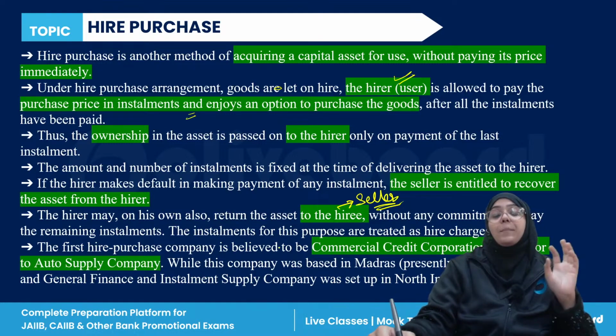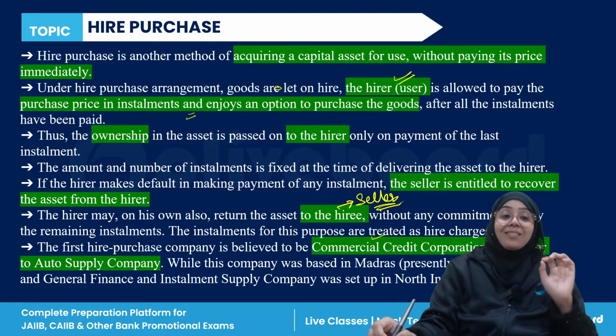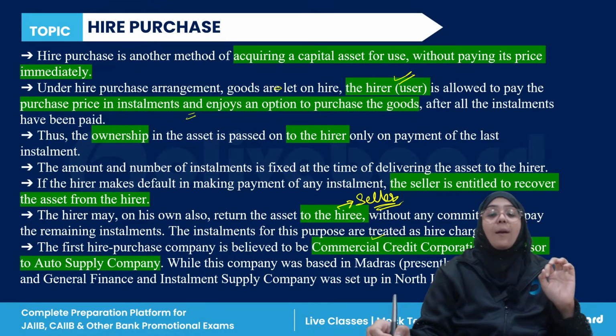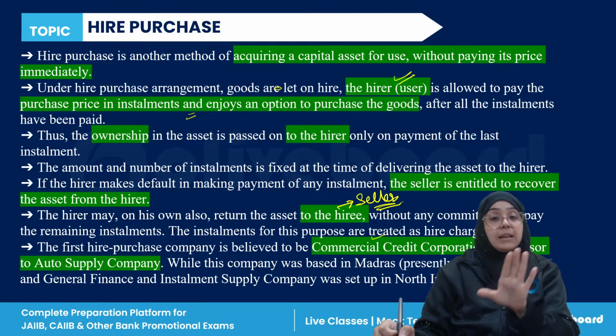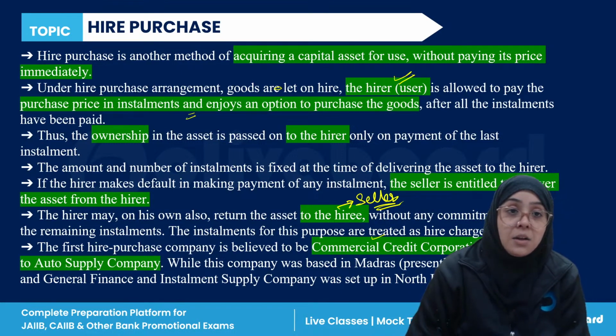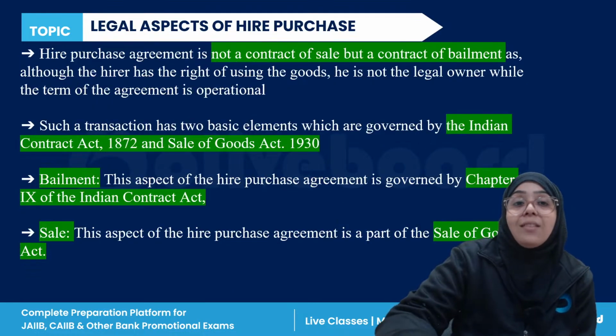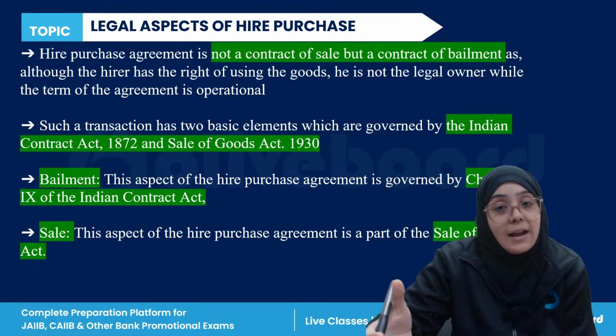Now, the first hire purchase company was the Commercial Credit Corporation, successor of the Auto Supply Company. It was believed to be the first hire purchase company in India. Clear? So now, if we talk about the difference and the legal aspects, first of all, let's talk about the legal aspect of hire purchase.